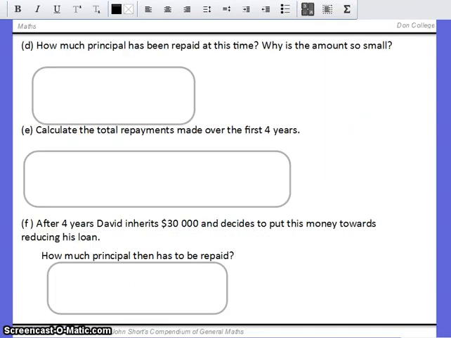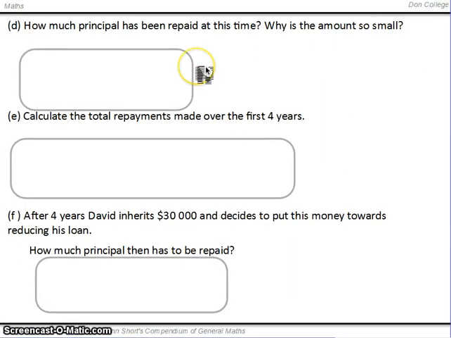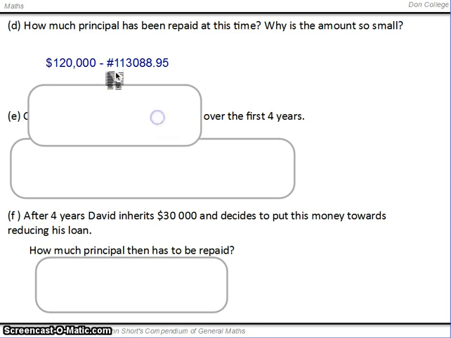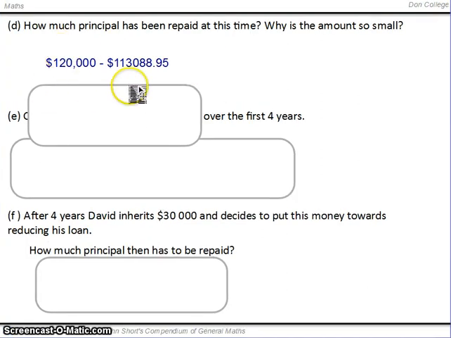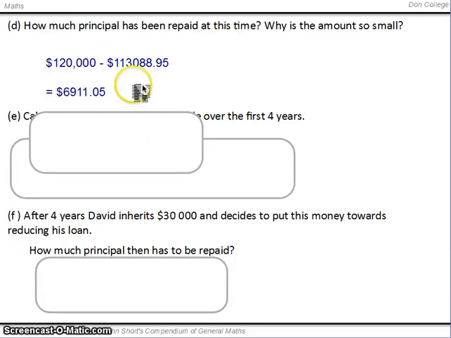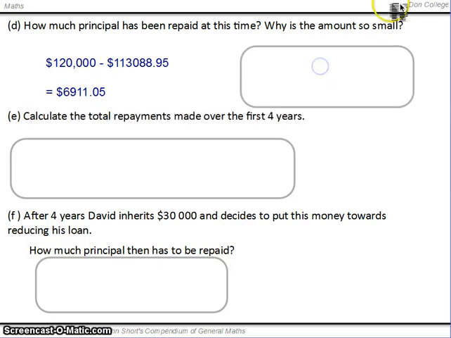Okay, so next part of the question, how much principal has been repaid at this time? So the amount of principal that has been repaid is the difference between what we borrowed and what we owed. So we borrowed 120,000. We still owe 113,000, or rather, David does. David owes 113,000. So he has repaid a total of $6,911.05. Now, why is the amount so small? Because in the early days of a loan, you are mainly paying off interest.